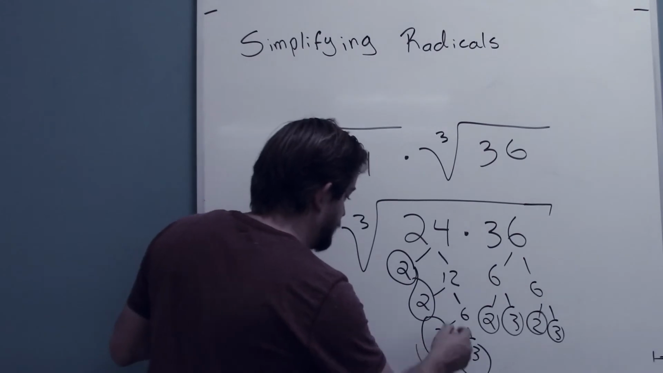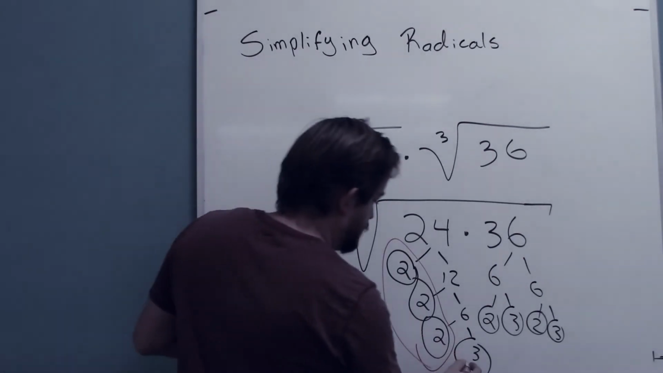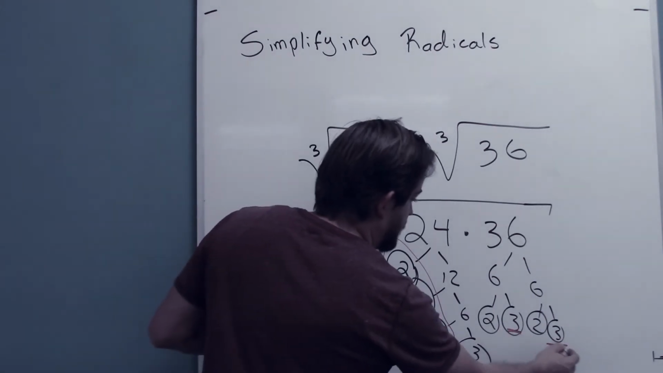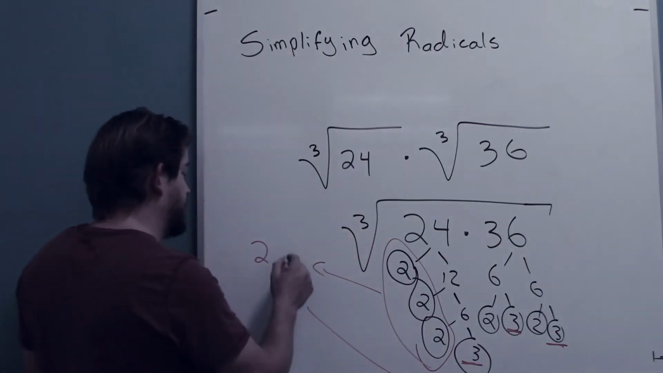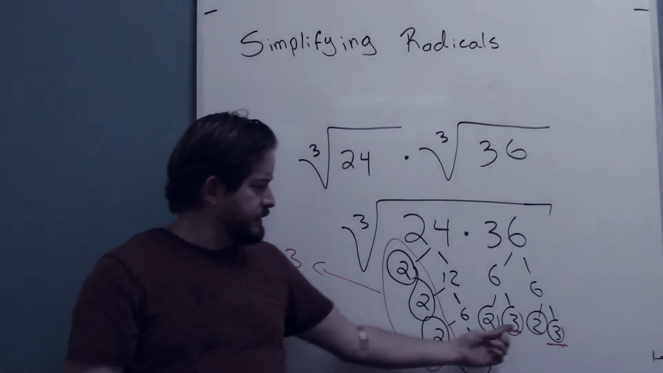So here's a group of 3 2s. I can pull that out as a 2. But there's 1, 2, 3 3s as well, so that's going to come out as a 3. And the only thing I have left over is this 2 and that 2.